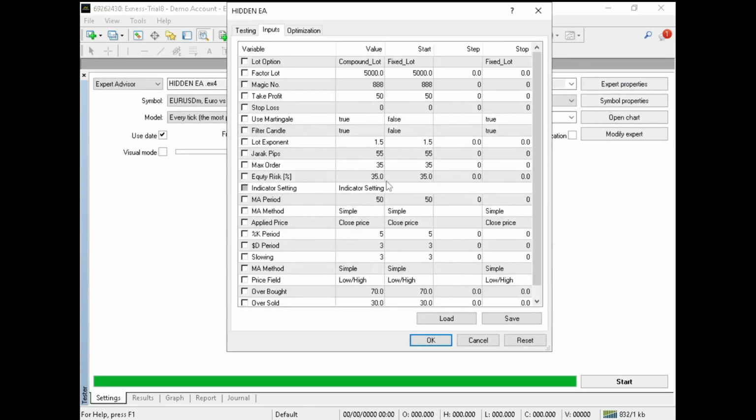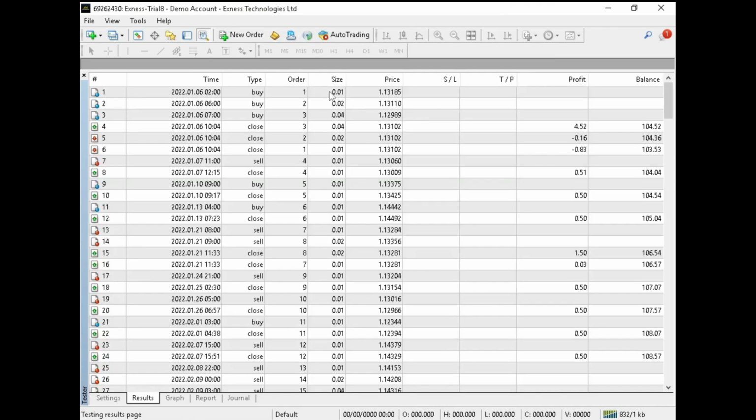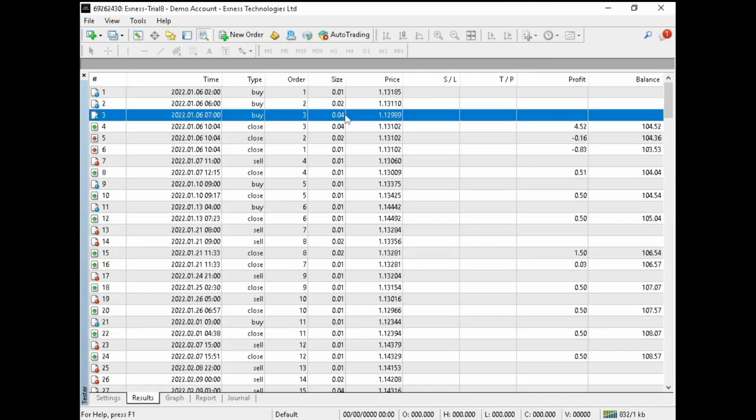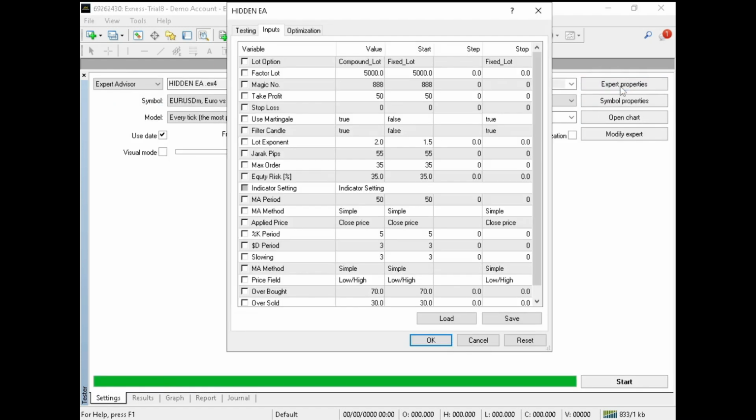I will change the exponent lot to 2, meaning the lot will increase by 2 times. You can see here: open initial position 0.01, open second position 0.02 and open third position 0.04. Another example: if I change the exponent lot to 4, then the lots will increase 4 times.